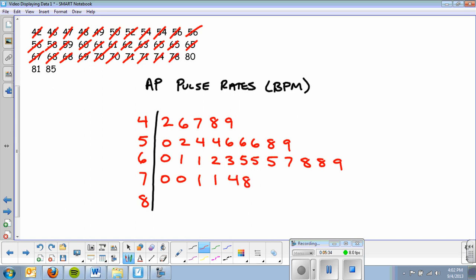And as I'm doing this, I'm trying to make my digits cover about the same amount of space, so it's all to scale. 0, 1, 5. And here, I'm missing one last thing. I need a key. So if anyone wants to come along and read my graph, they can tell what the numbers stand for. So 5 | 2 equals 52. So there's my key there.